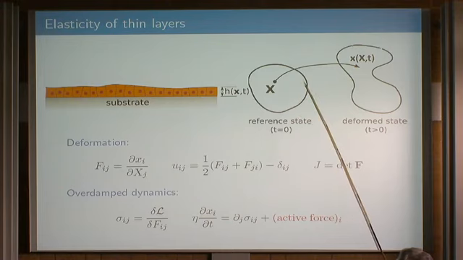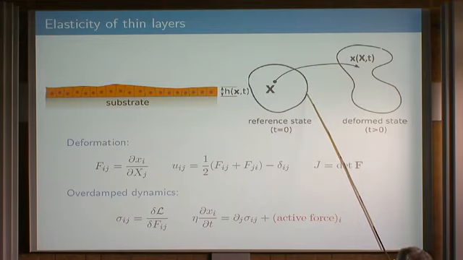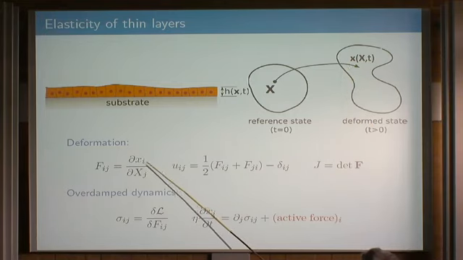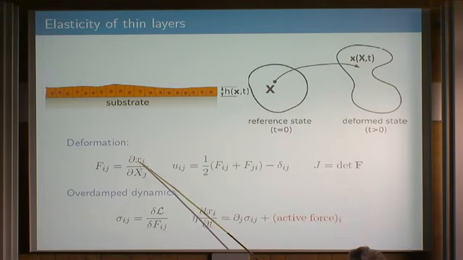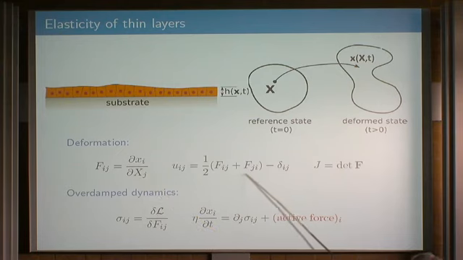And what we do, basically, we have some reference state. We can choose. This reference state has no stress. And mechanical stress is induced by any deformation of this state. So we define deformation as a derivative of a position with respect to the reference position in the reference state. And this is not symmetric, and it can be symmetrized in this way.